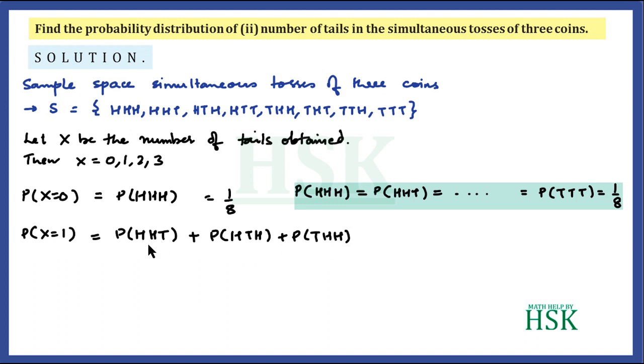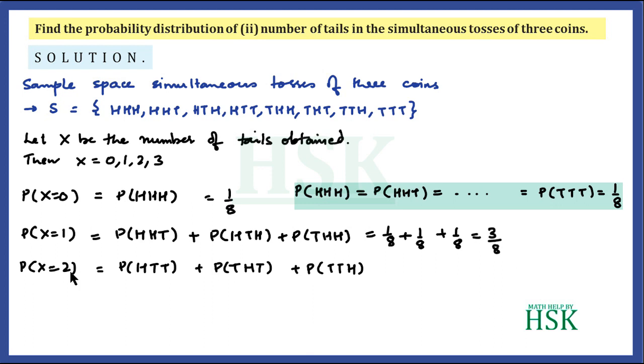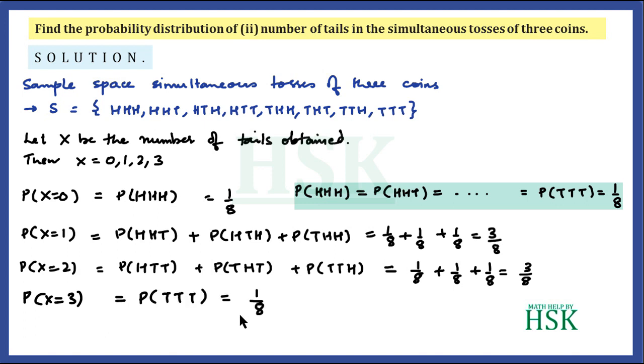So you can see that we have considered those events in which only tail is obtained once, and therefore the probability when x is equal to 1 would be equal to 1 by 8 plus 1 by 8 plus 1 by 8, and this will be equal to 3 by 8. Now similarly, probability when x is equal to 2, that is 2 tails are obtained, would be equal to probability of head tail plus probability of tail plus probability of tail head, and this would be again equal to 3 by 8. Okay, and probability when x is equal to 3, that is all the 3 times tail are obtained, would be equal to 1 by 8.